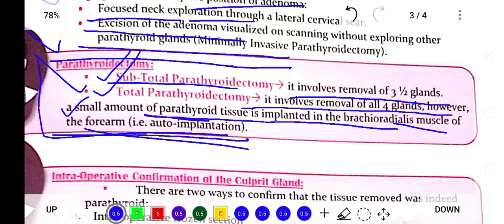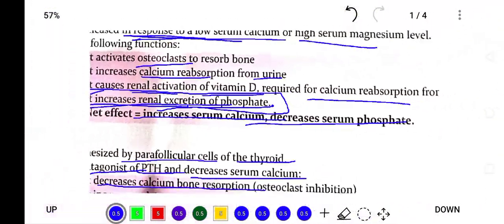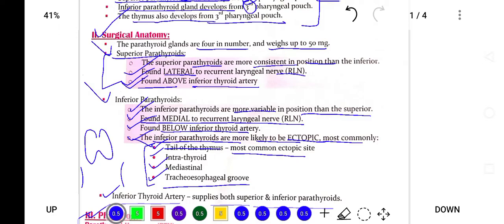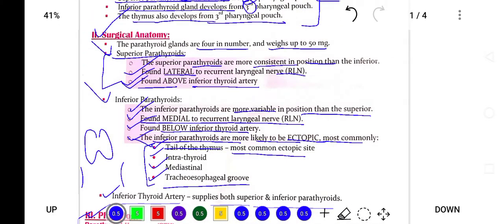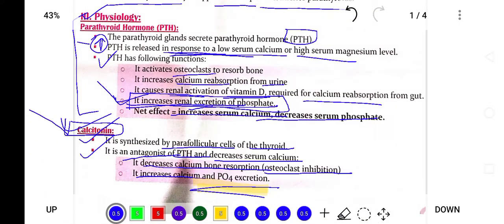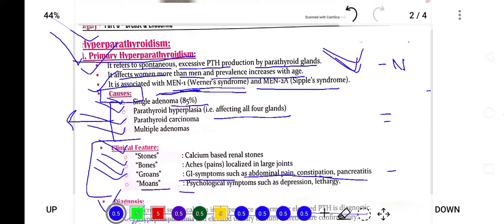So we discussed hyperparathyroidism, primary hyperparathyroidism. In primary hyperparathyroidism, what clinical features can one find? These clinical features include excessive calcium reabsorption from the bone, resulting in bone pain; stones in the kidneys; groans, meaning GI upset, abdominal pain, constipation, and pancreatitis; and moans, which include psychological changes like depression and lethargy.